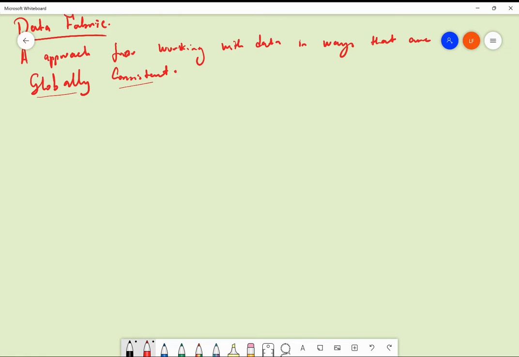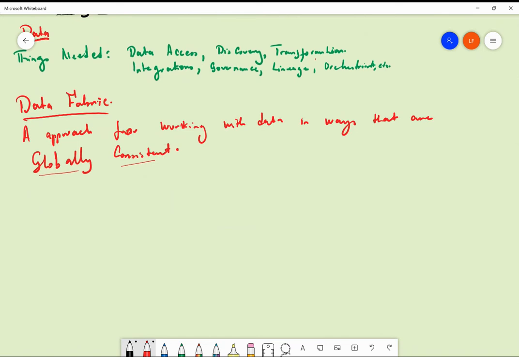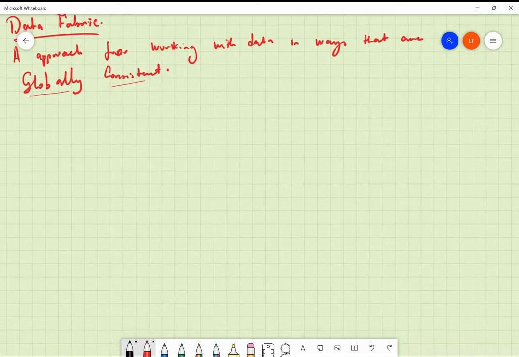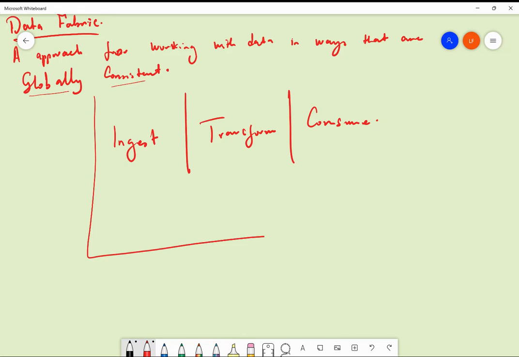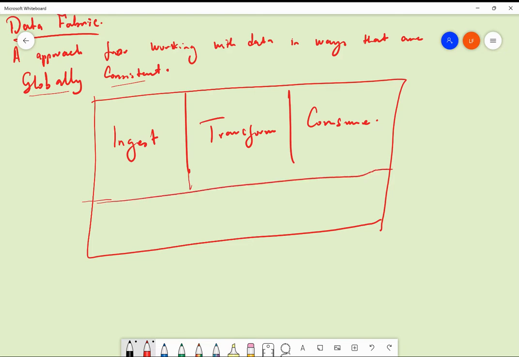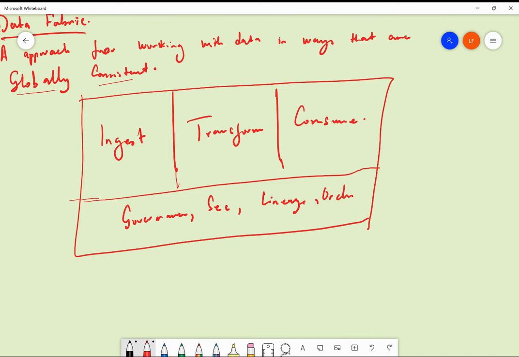If you think about a data team, they have a need, as we saw, to ingest data, transform, and curate, and have that framework. So a data team might say, okay, we're going to ingest data, we're going to transform data, and we're going to consume that data. If we put all of this into a box, and then below that they say, all of this, we're going to have governance, security, lineage, orchestration, etc. This is a very common, albeit simplified, data architecture that data teams might build.